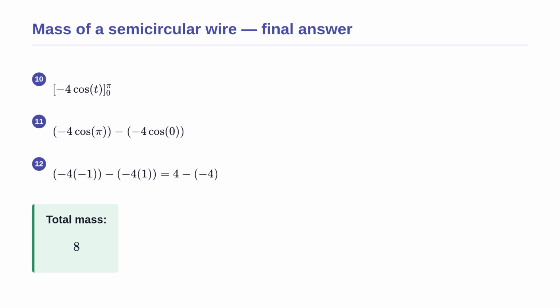The cosine of pi is negative 1 and the cosine of 0 is positive 1. Doing the basic arithmetic, we get 4 minus negative 4, which equals 8. The total mass of the wire is exactly 8 units.